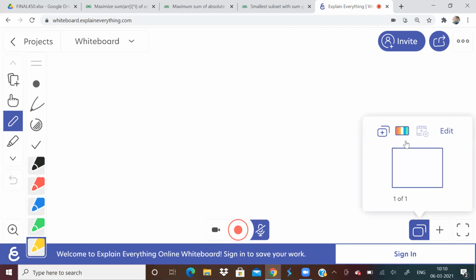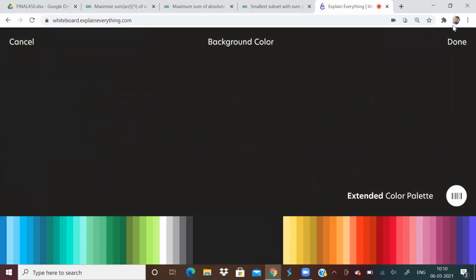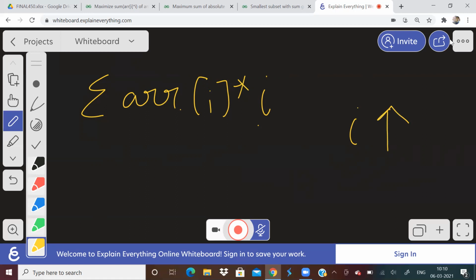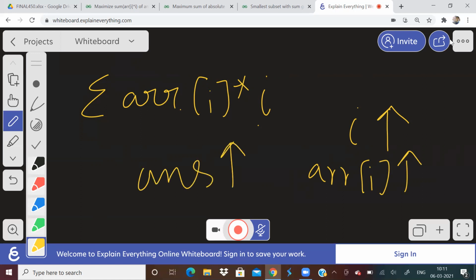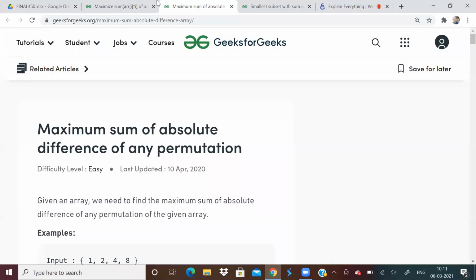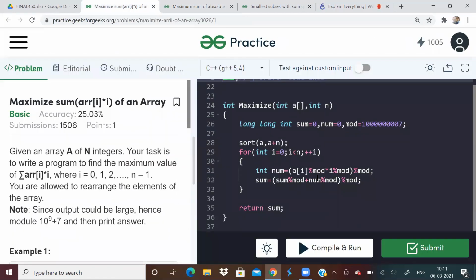If you want to maximize this expression, array of I into I, because if I increases and array of I also increases, then our answer also increases. So for these two conditions to be satisfied, we have to sort the array. So we have to just sort the array and then do the normal calculation.